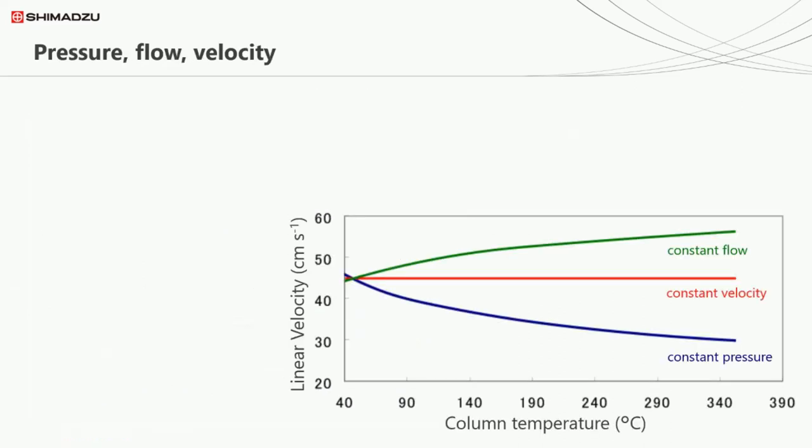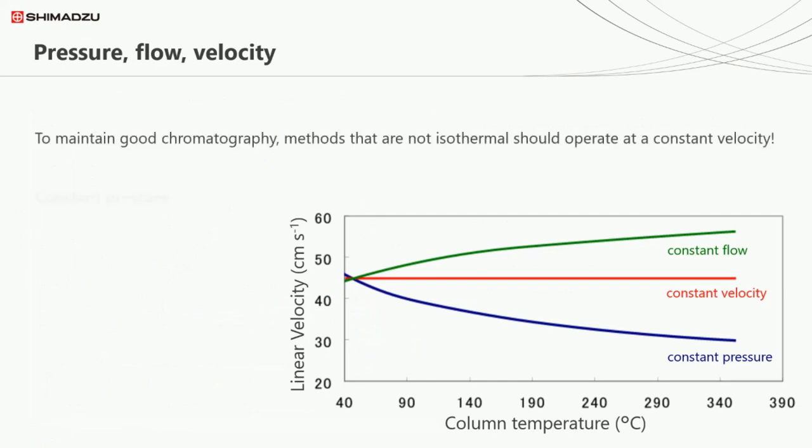You'll find that almost all GC systems have different carrier gas control modes available. These are usually constant pressure, constant flow, and constant average linear velocity. Choosing which one you use is important if your oven temperature will change during the analysis. That's because the viscosity of a gas and its volume increases as temperature increases.